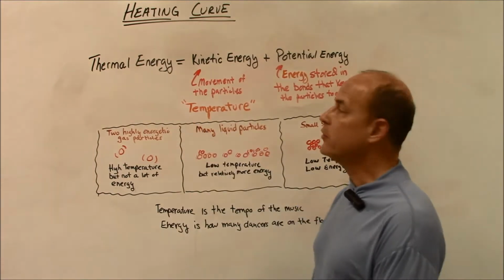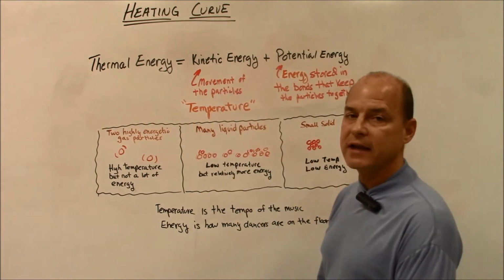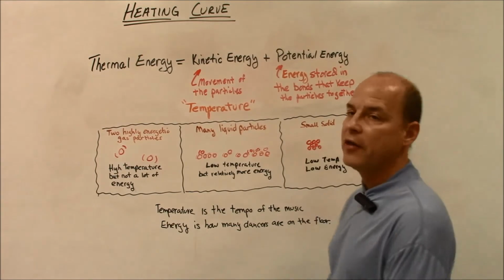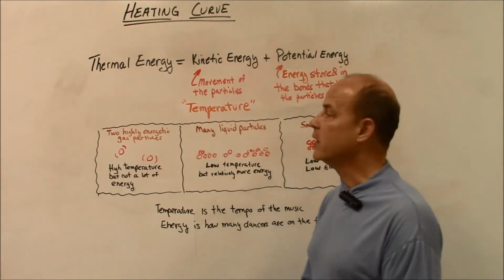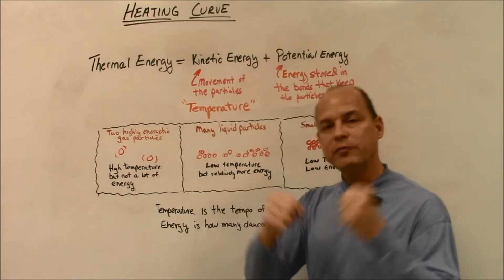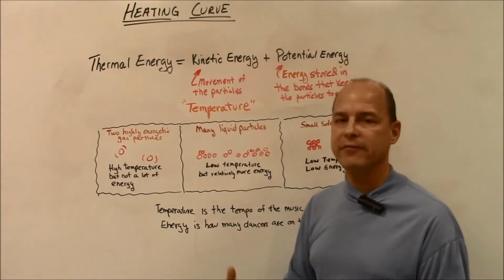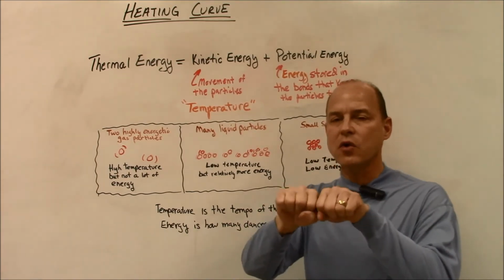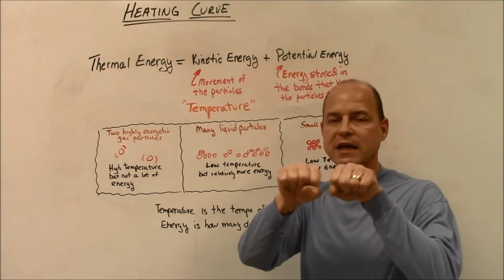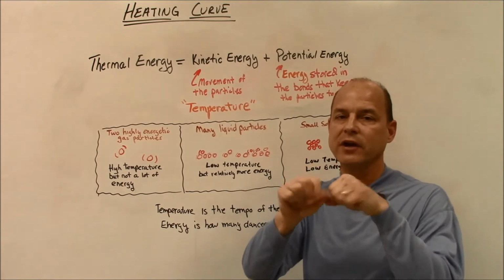Thermal energy, total thermal energy, is all of the kinetic energy in a substance plus all the potential energy. The kinetic energy, again, movement, is all the energy from the movement of the particles. It's really how fast the particles are moving. Potential energy is the energy stored in the intermolecular bonds, or what is keeping the particles together in the first place.